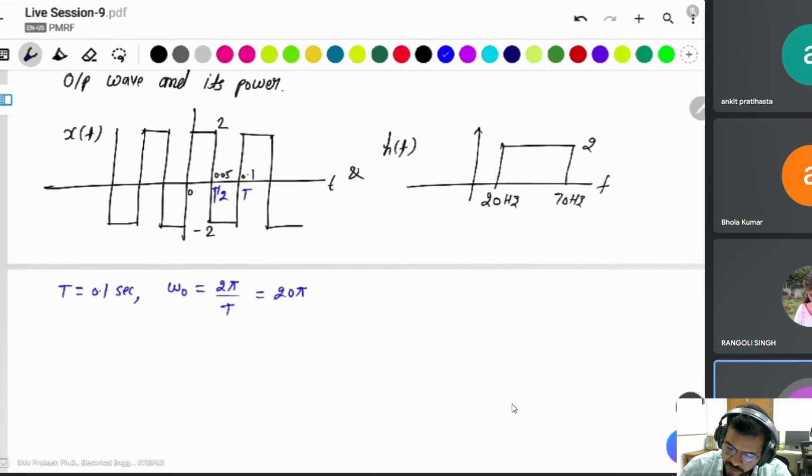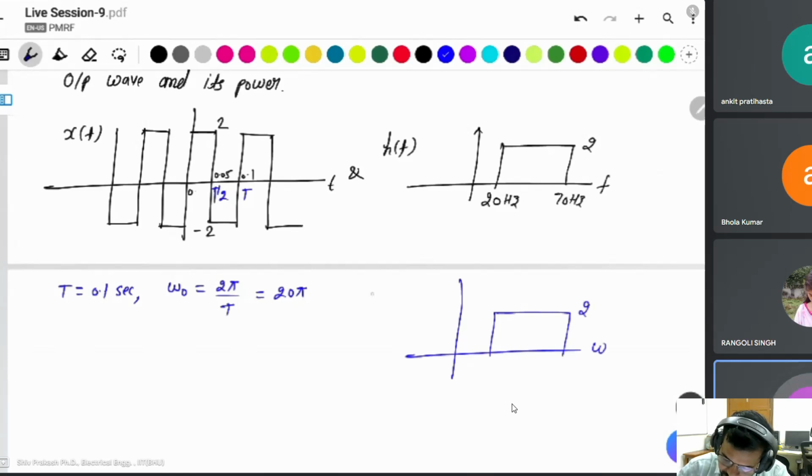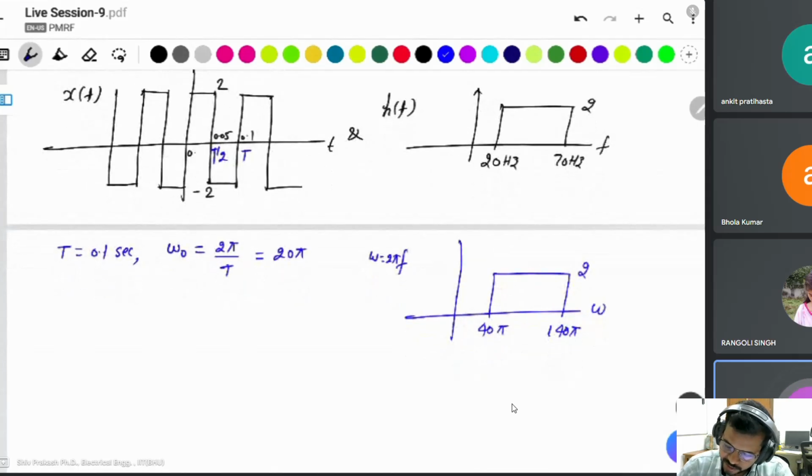If you convert the filter frequency into omega in radian per second, then omega is equal to 2 pi f, with f equal to 20, so this will be 40 pi. The filter passes the signal only from 45 to 145. Our fundamental frequency is 20. The fundamental frequency omega naught is equal to 20 pi.